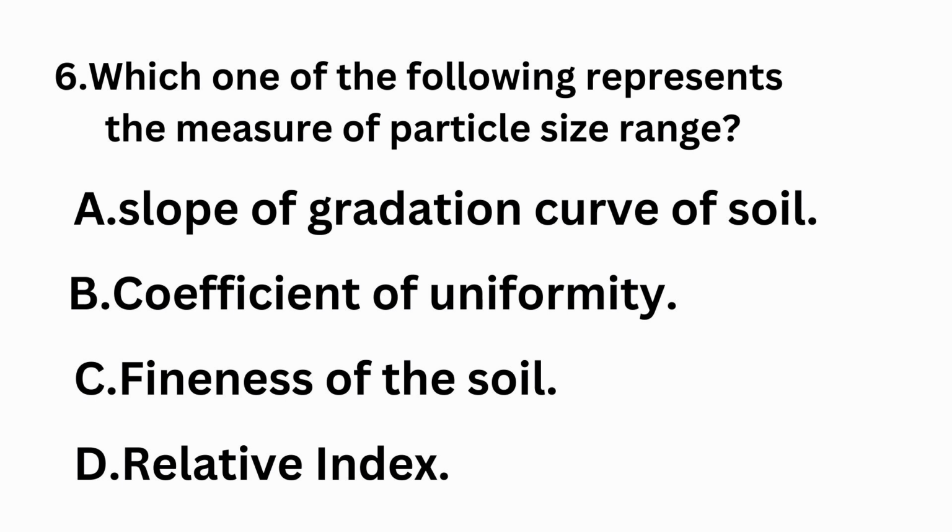Question number 6. Which one of the following represents the measure of particle size range? A. Slope of gradation curve of soil. B. Coefficient of uniformity. C. Fineness of soil. D. Relative index. And the correct answer is B. Coefficient of uniformity. Slope of gradation curve of soil gives shape of particle size. Fineness of the soil gives particle size in mix, and the relative index measures the compactness of the cohesionless soil.